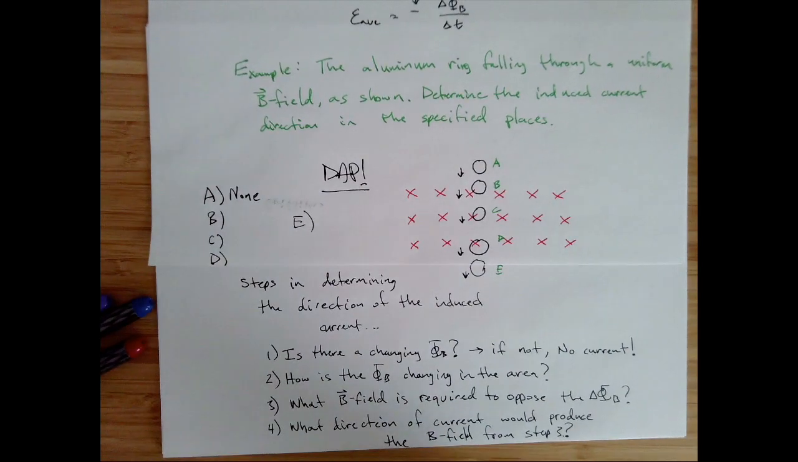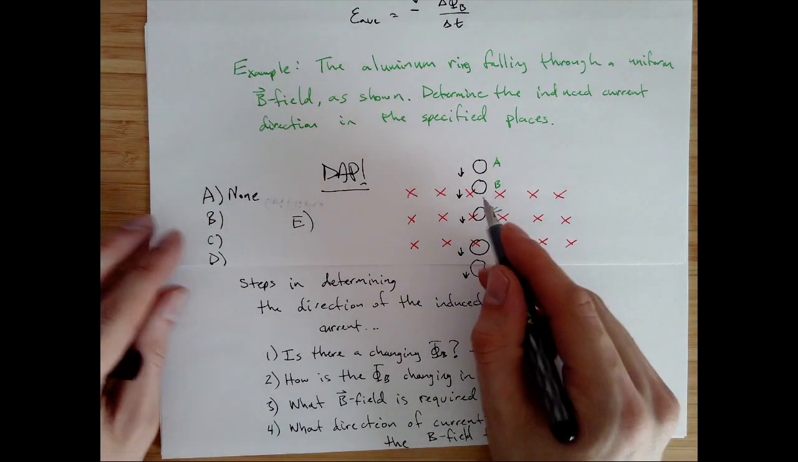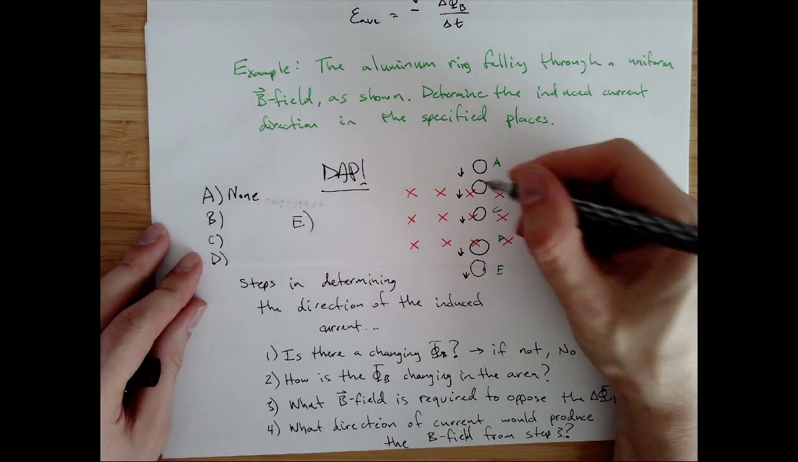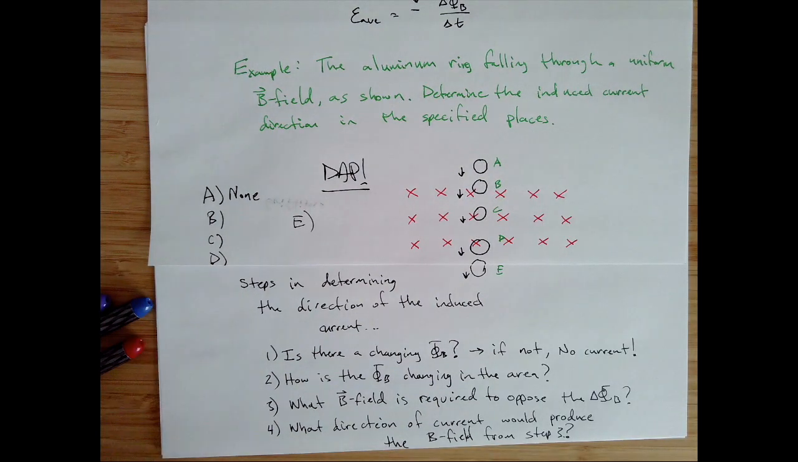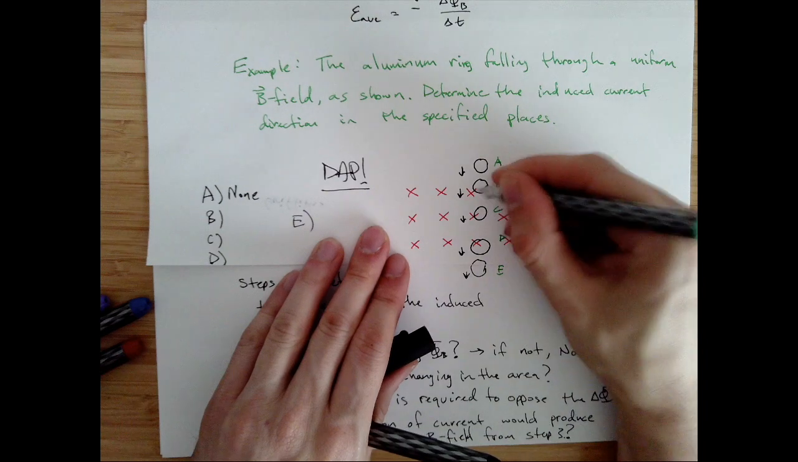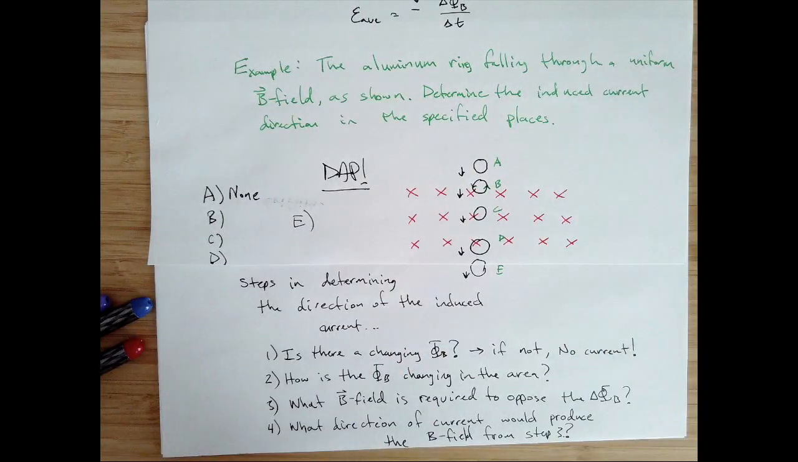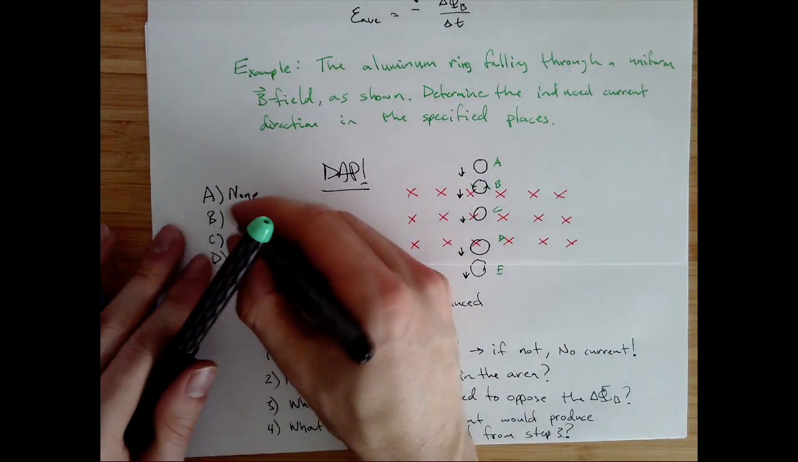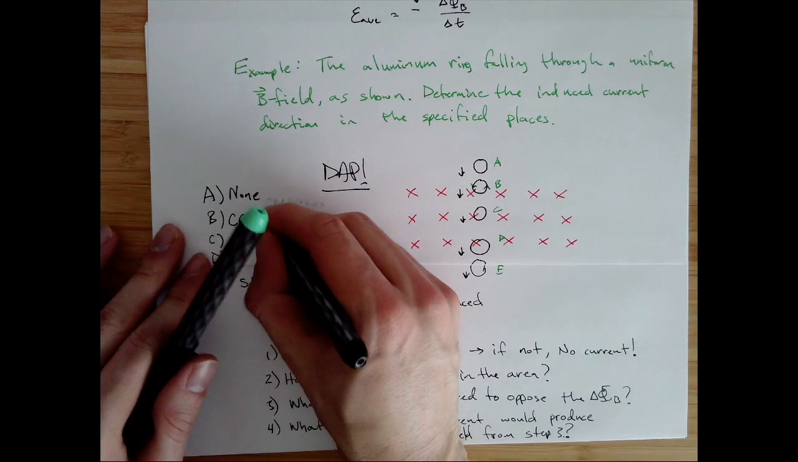And so for B, we can now finally give the answer that B would have a counterclockwise current induced around the coil, like so. And so we could say counterclockwise for our answer for B.